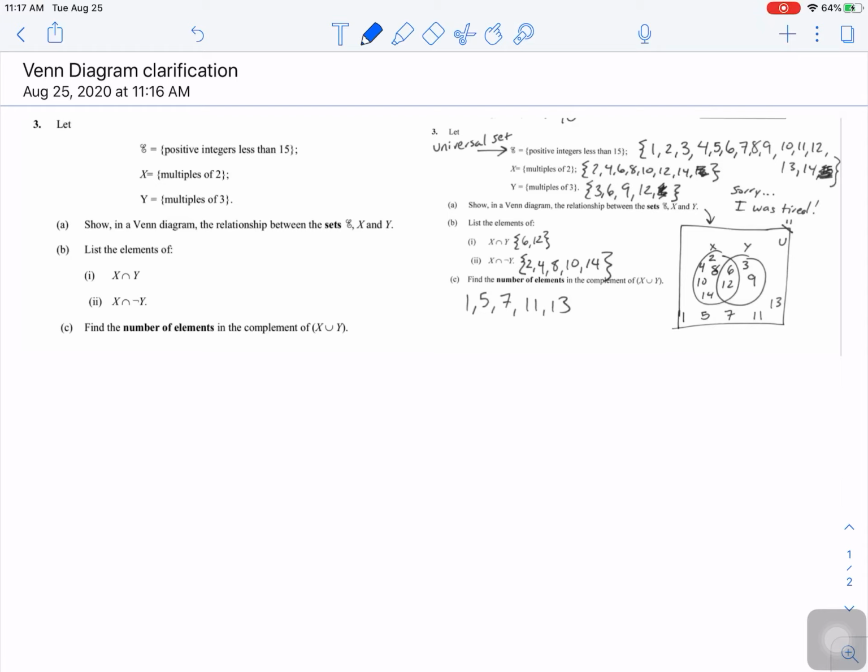All right, howdy everybody. I was asked to clarify the difference in the wording or the questioning. What do they mean when they ask parts B and C on this problem? So I pulled in the problem and then I pulled in my answer key from before.